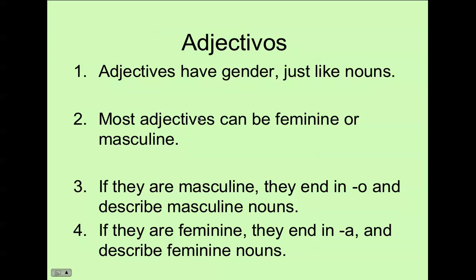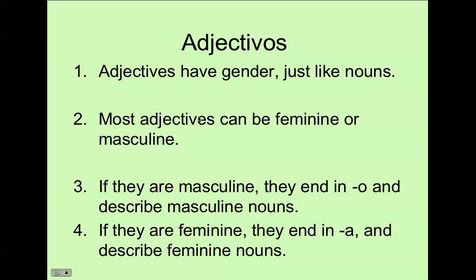Let's talk about adjectives now. We learned before that nouns have gender. Some nouns are feminine, some nouns are masculine. Adjectives have gender too, but adjectives in general can be both masculine and feminine. And the only way to tell the difference is to look at their ending. When the adjective's in a masculine form, it usually ends with O, and it's used with masculine nouns.